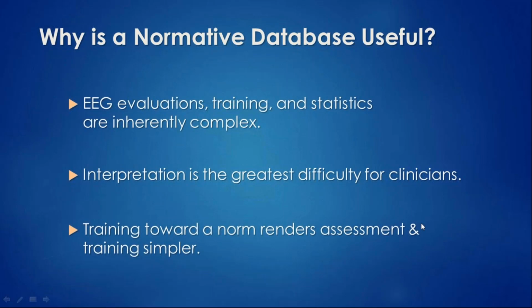The normative database is really useful because it takes these evaluations and this training and it really renders it into something simple and straightforward because you're always training towards the norm that the database provides. It lets you know when the value is too high, it lets you know when it's too low, and it also lets you know when you've returned to that normal area, and so when the training is complete and they now have brainwave patterns that are representative of the average.